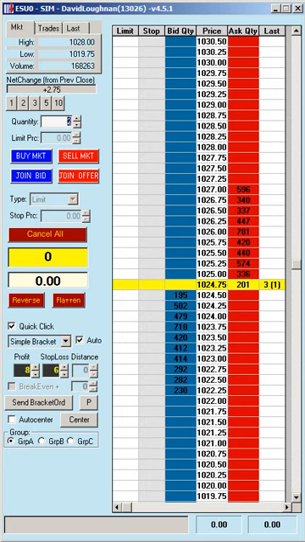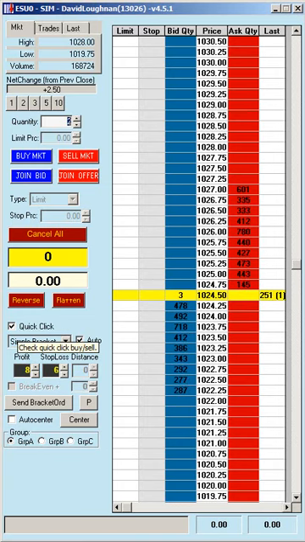A couple other things you need to do is also have your profit target set. A normal trade that we take has got an 8 tick profit target and also the stop loss. The stop loss most of the time has a 6 tick stop loss. Also, it's very important when you first open this trading platform up that you've got the auto checked here and ticked, and also the quick click checked here as well.